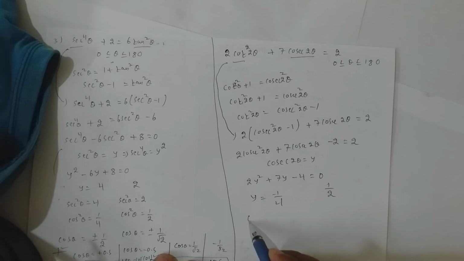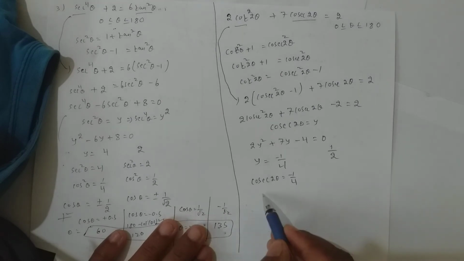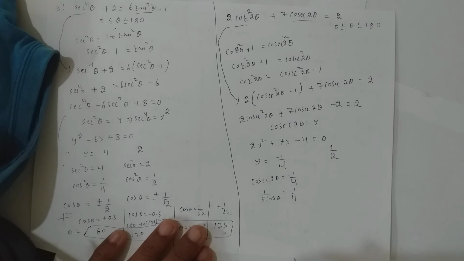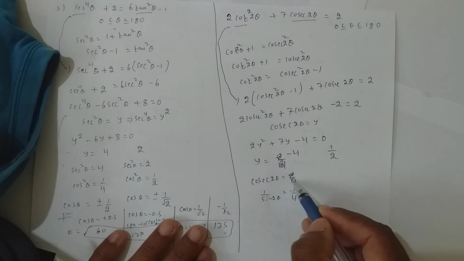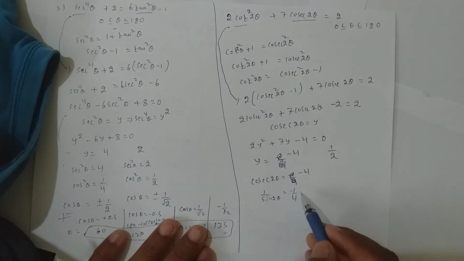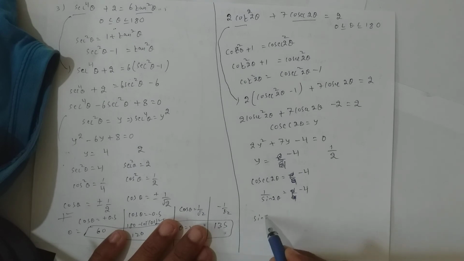Now y is nothing but cosecant 2 theta. Cosecant 2 theta is nothing but 1 by sine 2 theta. Sorry, it's not minus 1 by 4, it's only minus 4. So 1 by sine 2 theta equals minus 4. Do the reciprocal on both sides, sine 2 theta equals minus 1 by 4 you get.